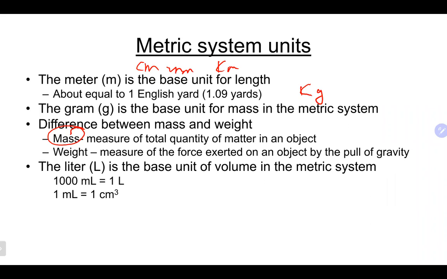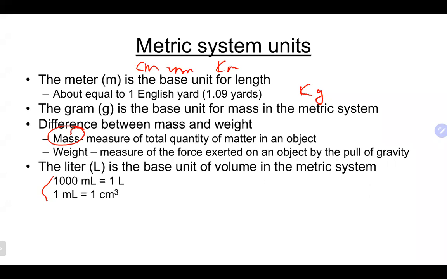Now, in terms of volume, the liter is the base unit in the metric system. These are a couple of very common volume measurements that we come across: 1 liter is equal to 1,000 milliliters. And 1 milliliter is equal to 1 cubic centimeter, which is cm to the 3.